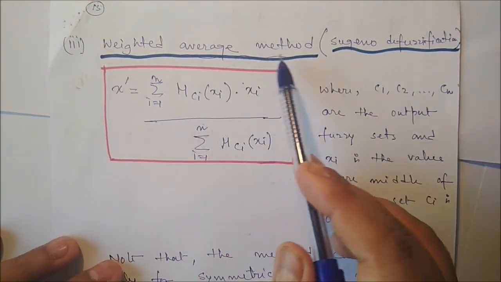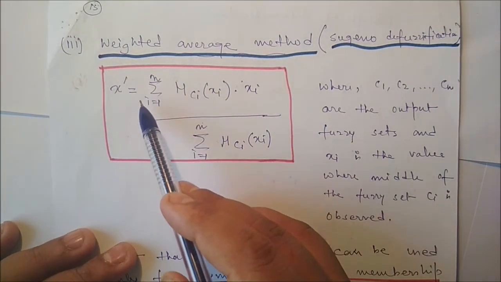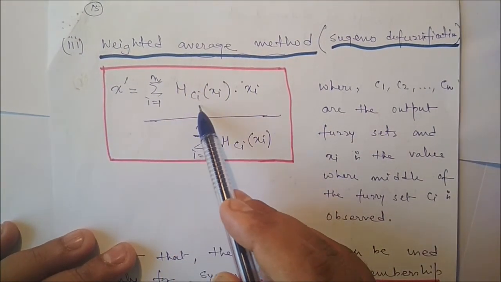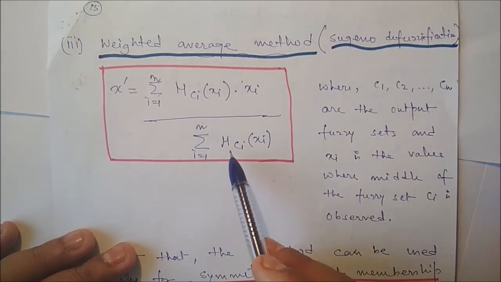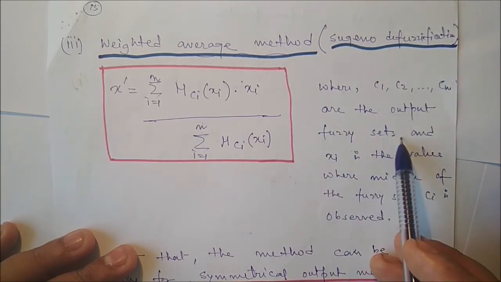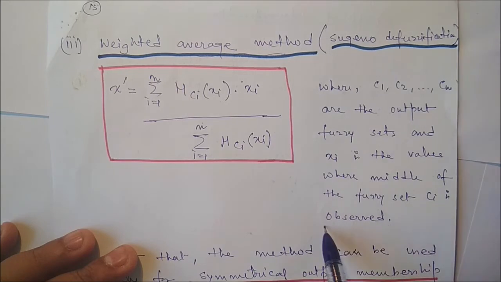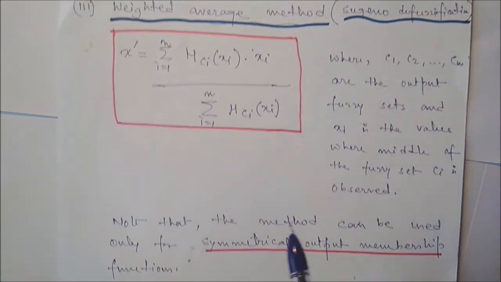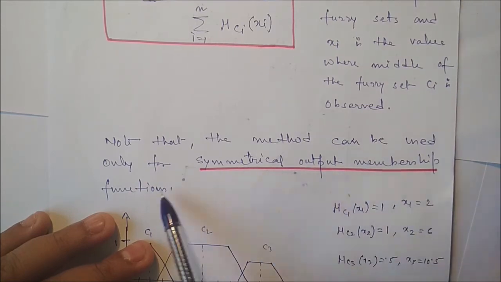Next is the weighted average method or Sugeno defuzzification. The formula is very simple: x dash is equal to the summation for i equal to 1 to n of mu ci of xi into xi, divided by the summation for i equal to 1 to n of mu ci of xi, where c1, c2 to cn are the output fuzzy sets and xi is the value where the middle of the fuzzy set ci is observed. Note that this method can be used only for symmetric output membership functions.